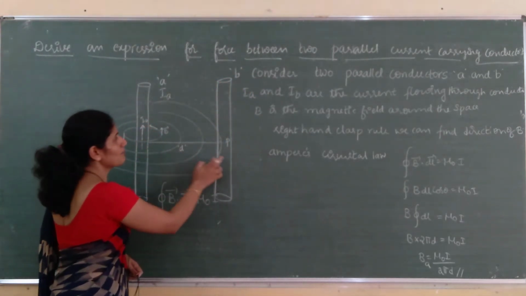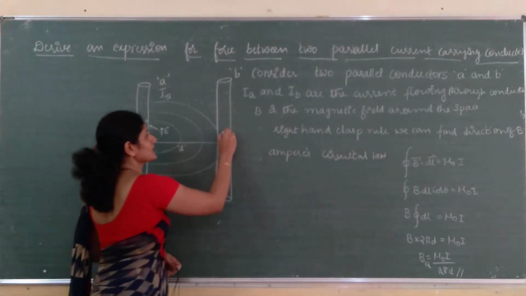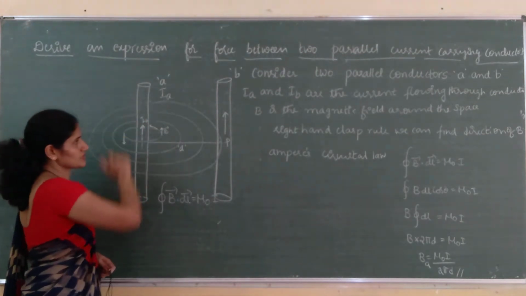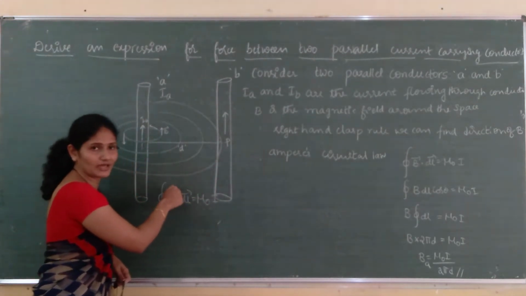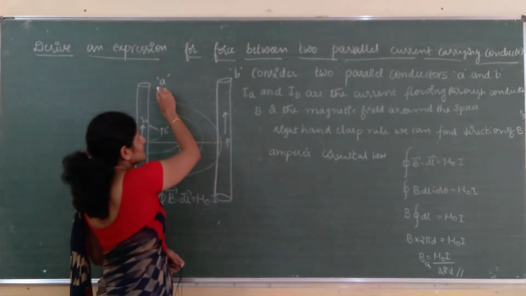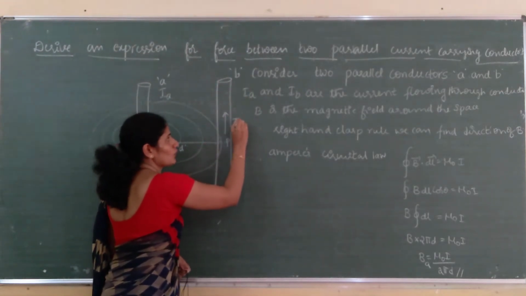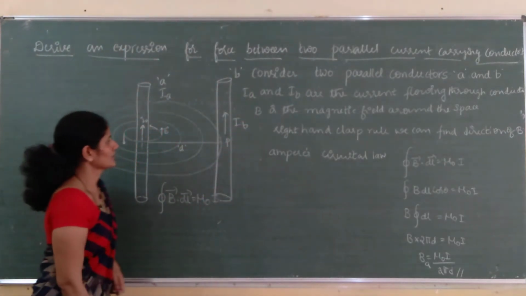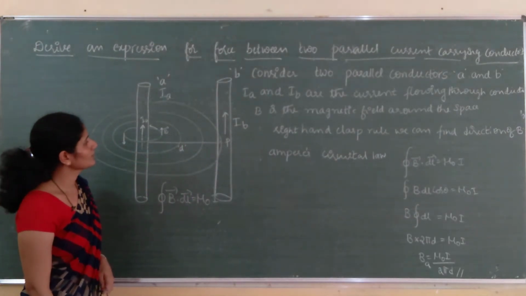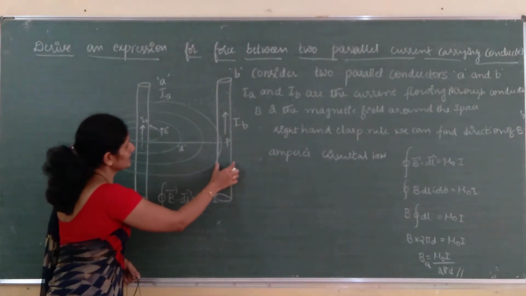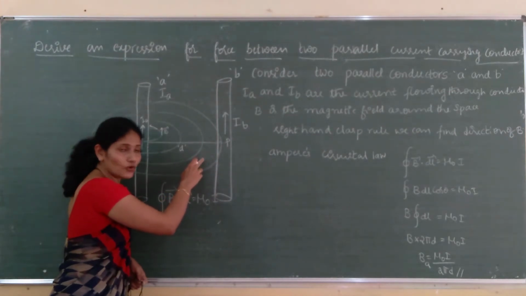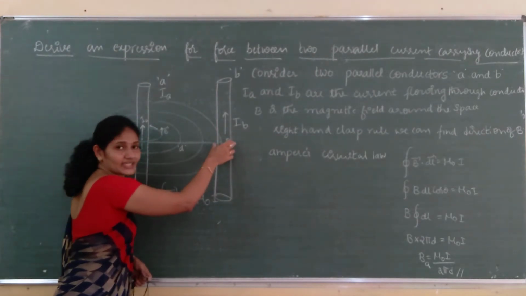These two are parallel conductors which are carrying current in the same direction. The first conductor is carrying current in this direction. The second conductor, which is placed in the magnetic field of the first conductor, is also carrying current in the same direction. So, this is conductor A and this is conductor B. The current flowing through conductor B is IB. The distance between the two conductors is d. So, the second conductor is placed in the magnetic field of the first conductor, so the magnetic force will act on the second conductor.